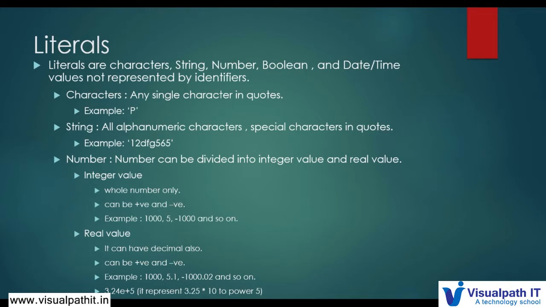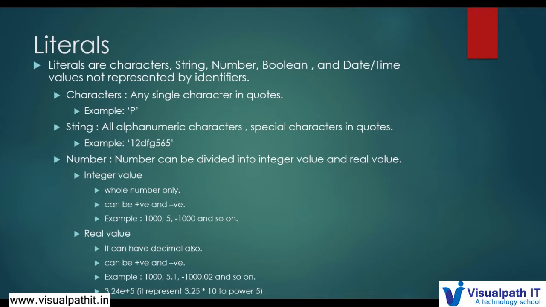Similarly, number can be divided into integer values and real values. An integer value is only a whole number, which can be positive or negative. An example is 1000. You can define 1000, minus 1000, and so on. So here we have only taken whole numbers for integer values. On the other hand, there are real values also. They can have decimal values also.